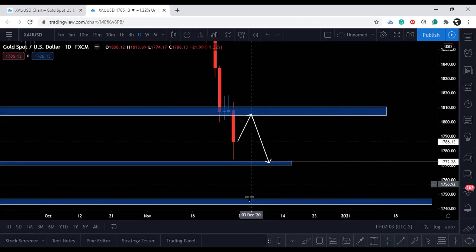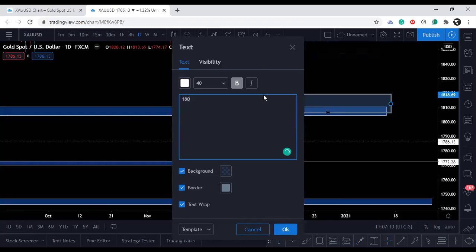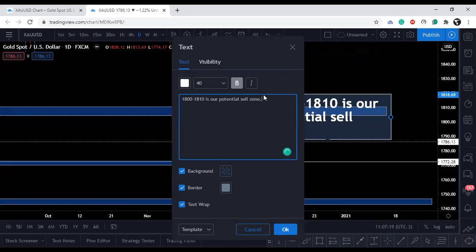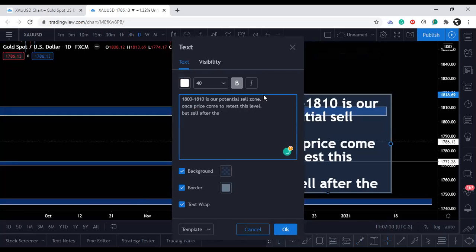So 1800 is our sell. Let's mark this here. 1800 to 1810 is our potential sell zone once price comes up to retest this level, but sell after the confirmation with resistance formed.